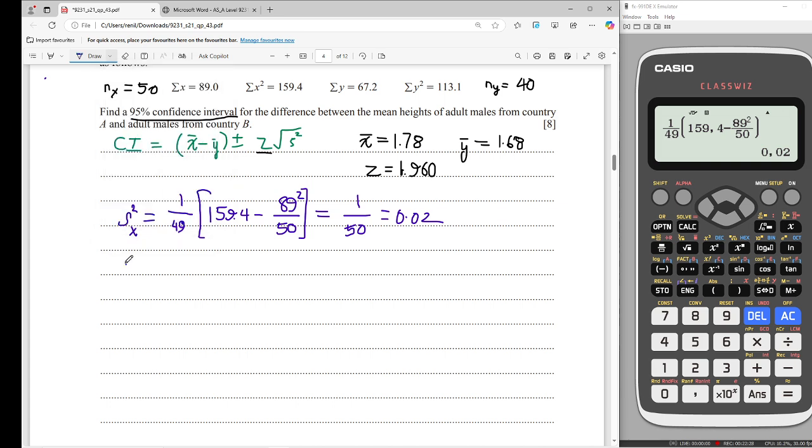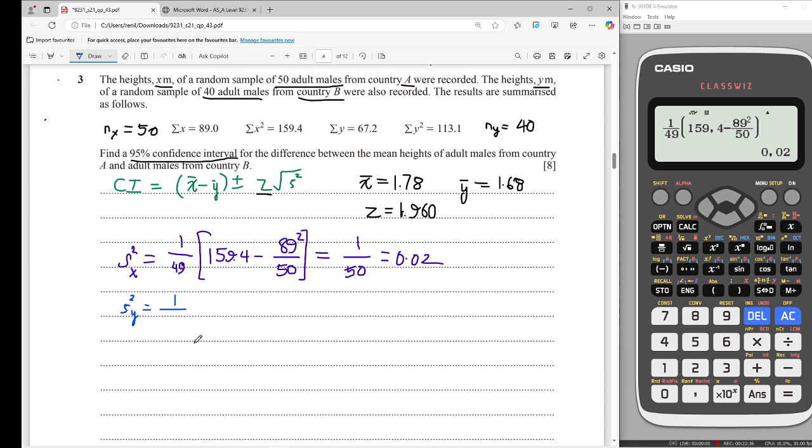Let's use that with this. S2y is equal to 1 by the number of samples minus 1, so 1 by 39. Multiply this with the sum of y squared, which is 113.1, minus 67.2 squared, divided by 40, which is the sample size.